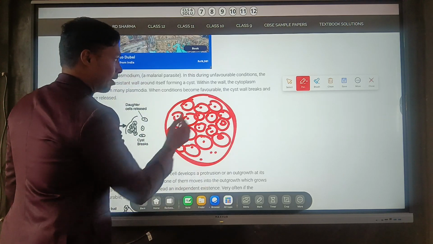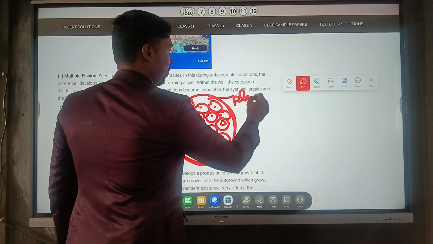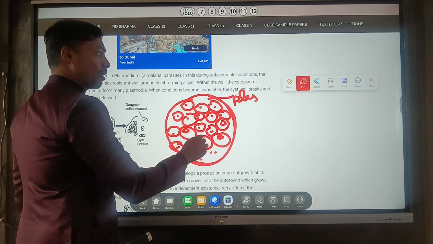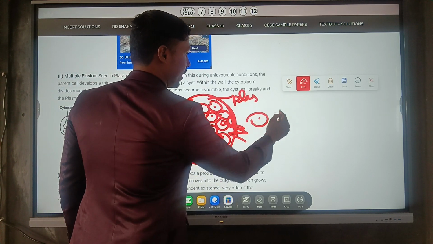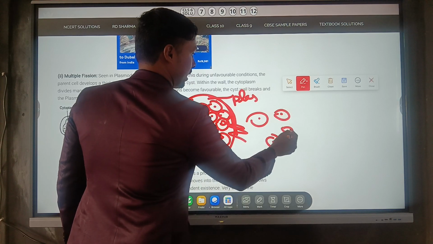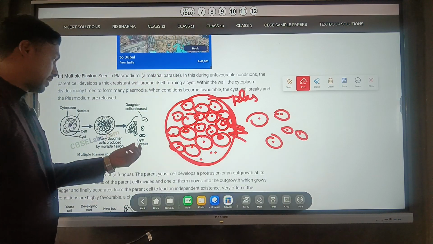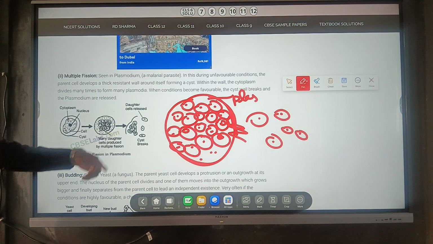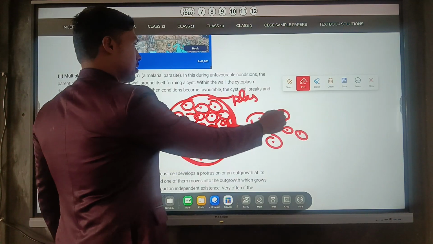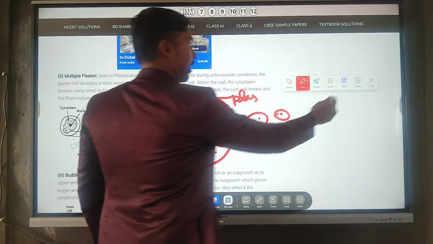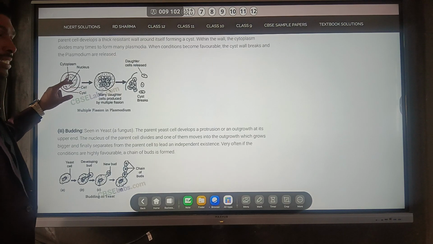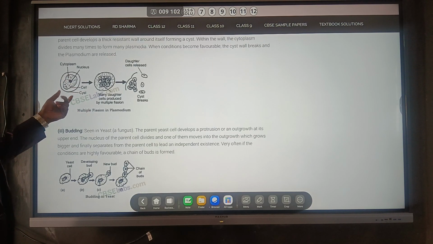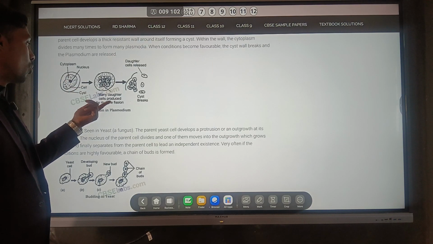When conditions become favorable, the cyst breaks down and releases the Plasmodium. So what will happen? It breaks down and the cells come out of the cyst. The cyst breaks, and the daughter cells are released. This is a daughter cell. All the cells are released. The cell has a nucleus and cytoplasm, and many daughter cells are produced by multiple fission.